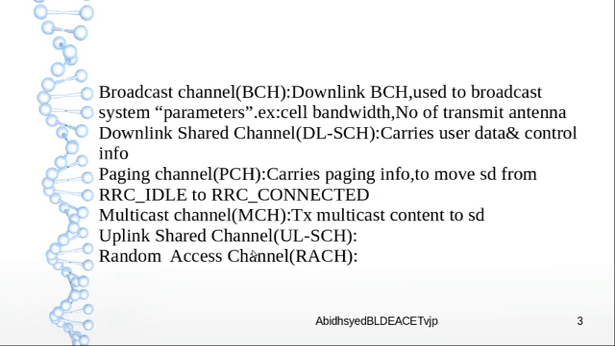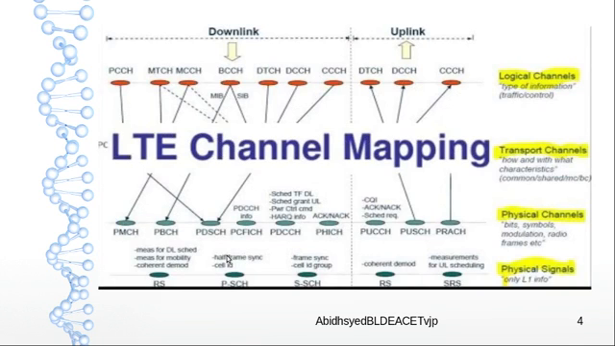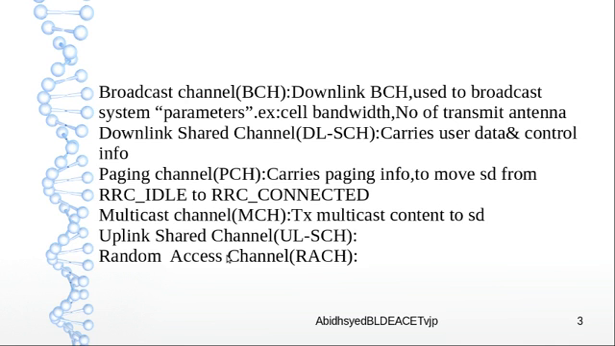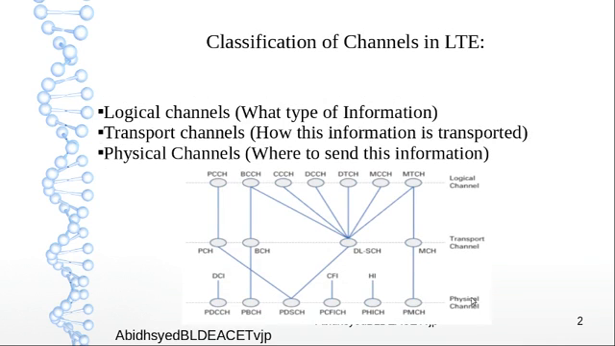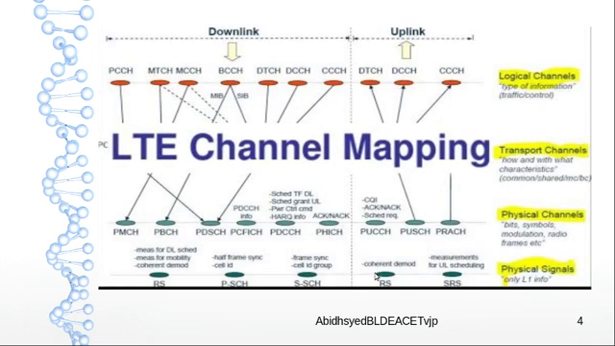Uplink shared channel, random access channel. These are other types of channels. This is a typical channel mapping that we have seen once again.